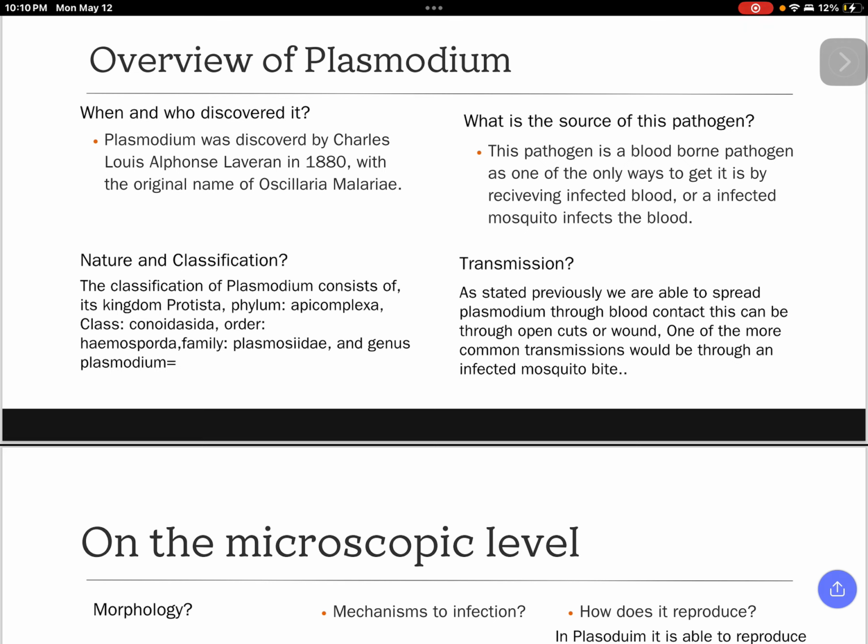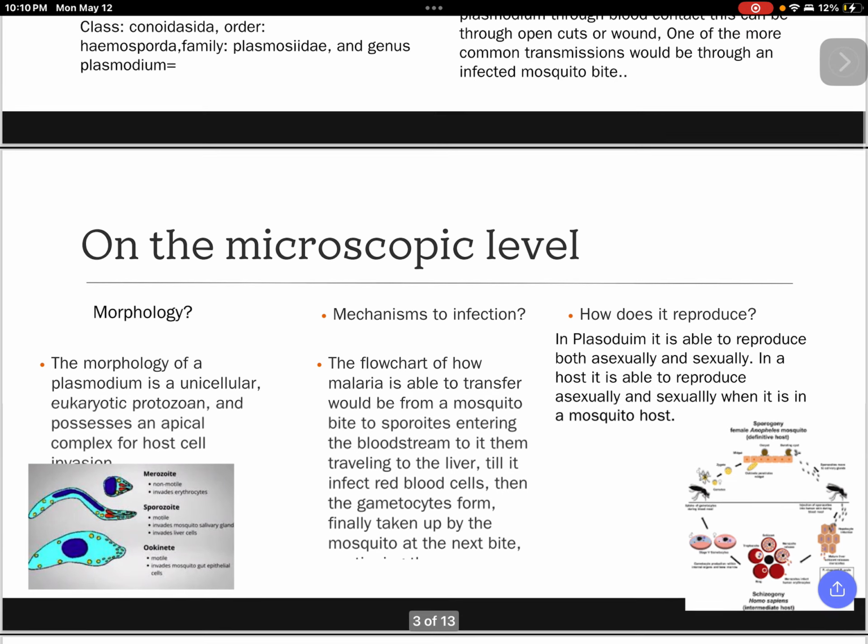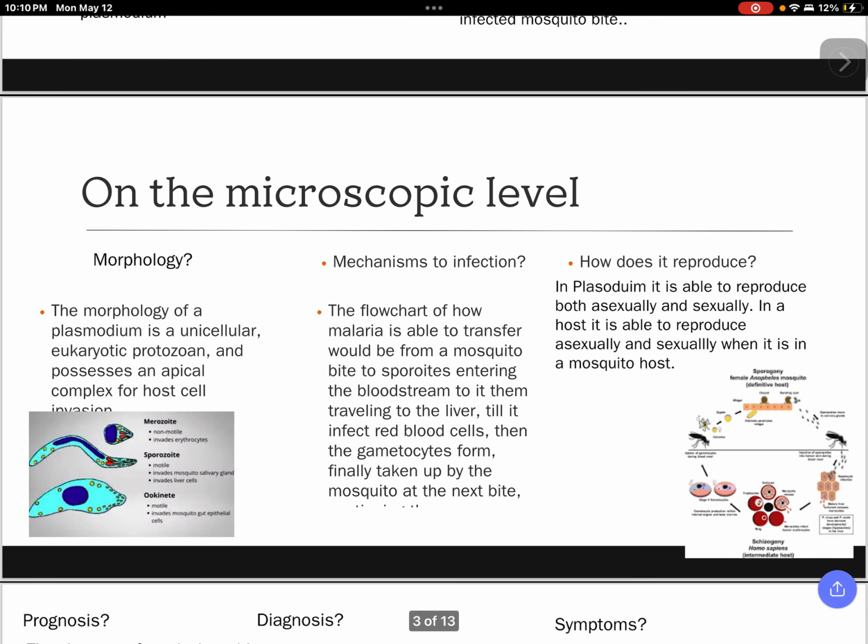Its transmission, as previously stated, transfers through blood contact, through open cuts or wounds, while more common transmission would be through infected malaria mosquitoes. Another way to receive it, which is very rare, is through blood transfusions, which could be like, they took blood from someone who had malaria and transferred it to you, therefore now you have malaria, which is in my opinion, one of the worst ways to receive it.